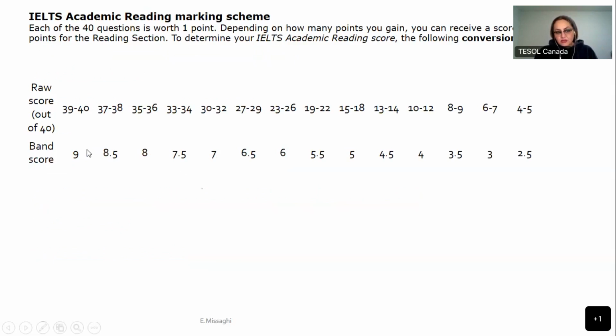What about the band score? If there's only 1 mistake, the students get band score 9. And for band score 7, up to 10 mistakes in academic, they can get 7.